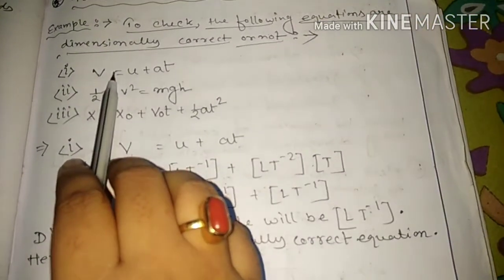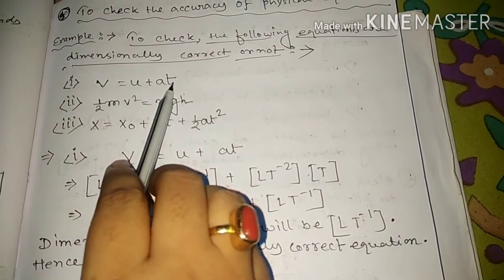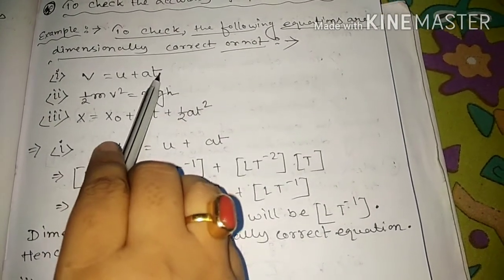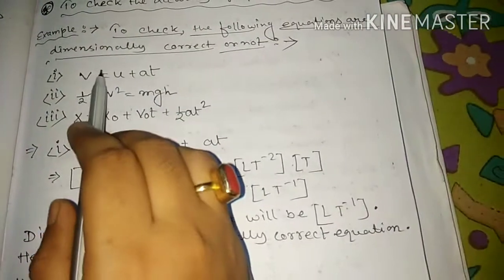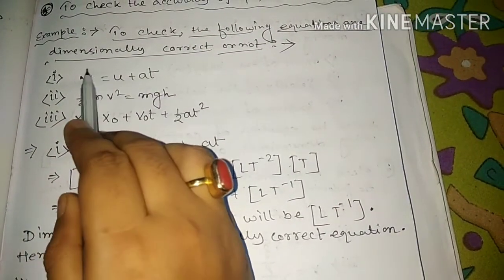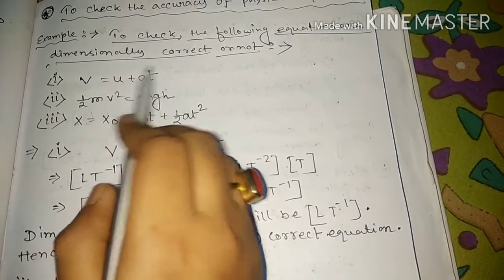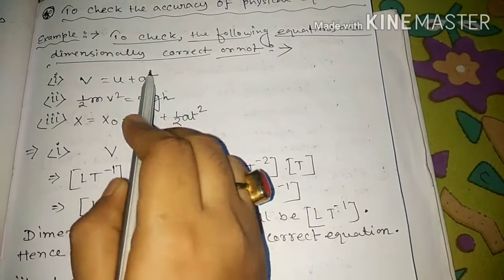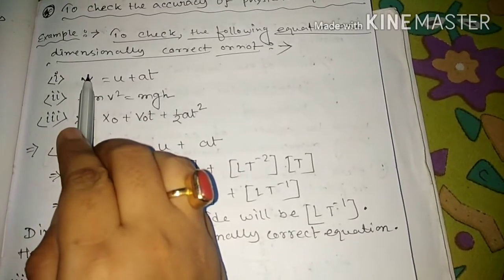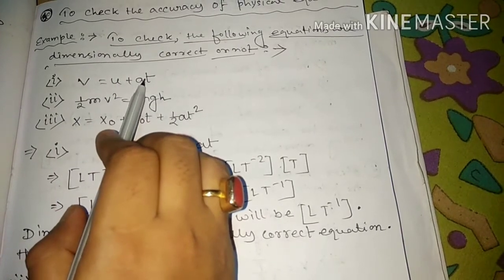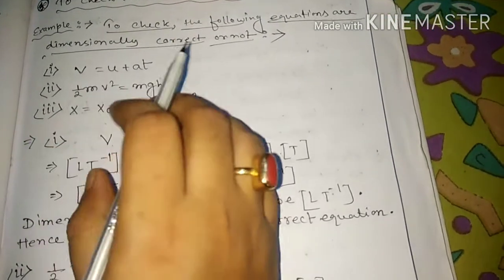So let's take one example. First one, v equals u plus at. v is the final velocity, u is the initial velocity, a is the acceleration, t is the time. So how do we find out, what is the method? First of all, we write down the dimensional formula of v, the dimensional formula of u, and the dimensional formula of a into t. Separately, if this dimensional formula is equal to this and this dimensional formula is equal to this, then this equation is correct.